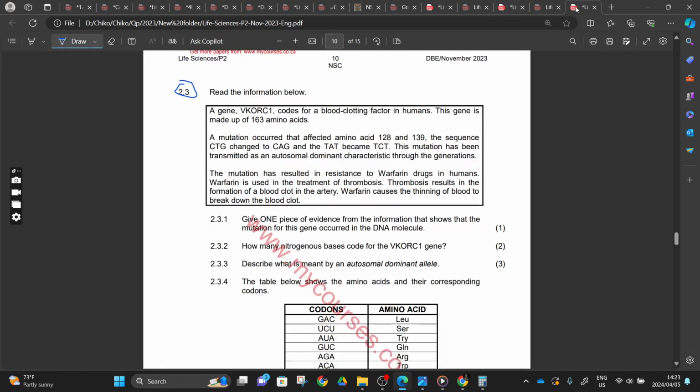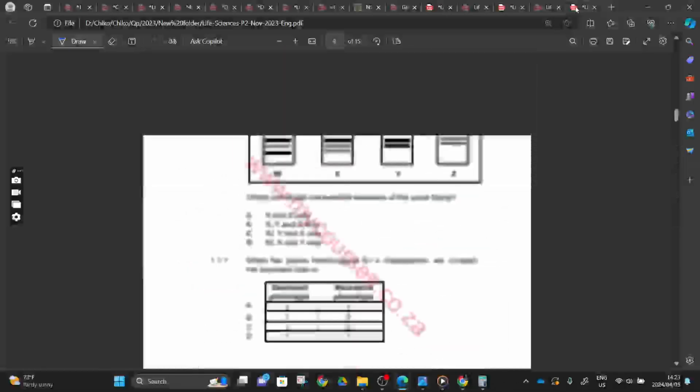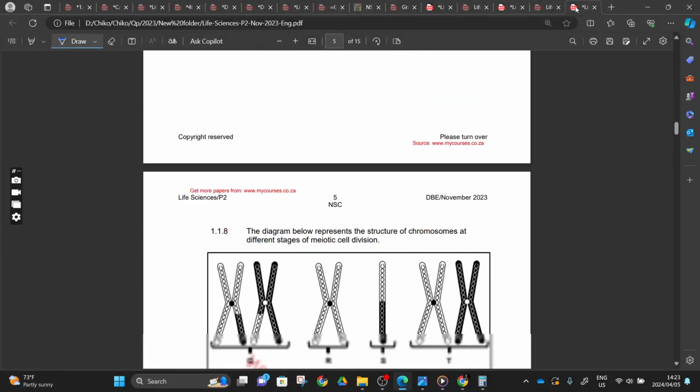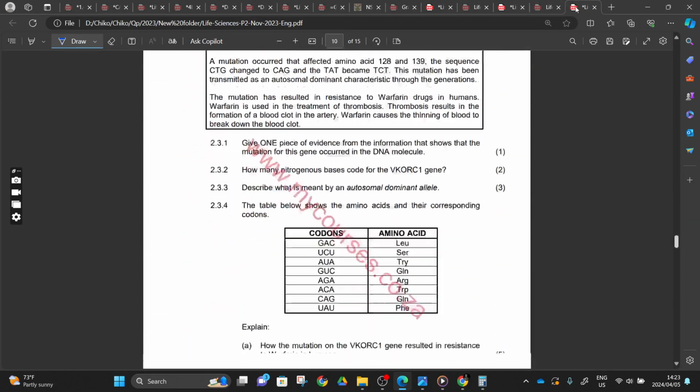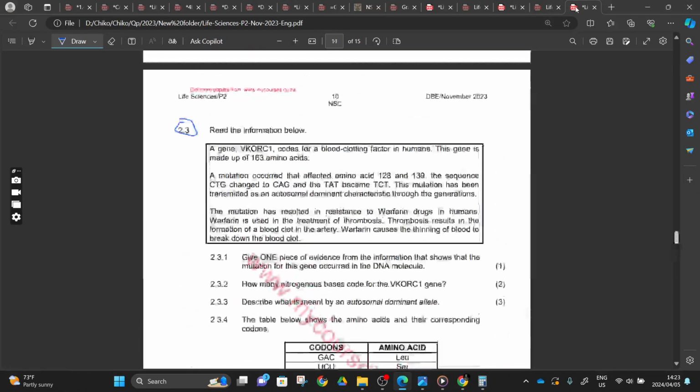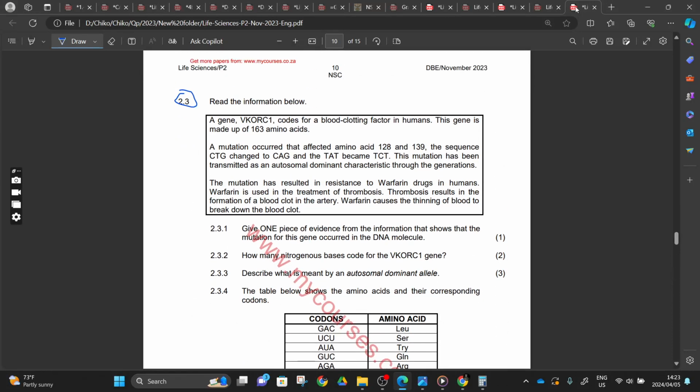So from there we can go to 2023. You can see now I'm chasing time. This was our 2023 question paper. You still remember it, right? You still remember we did those. We did the question 2.3, right? So 2.3, read the information below and understand. You read the information and understand it.